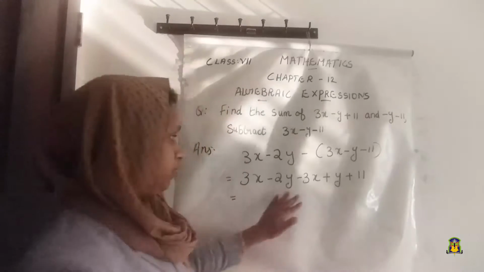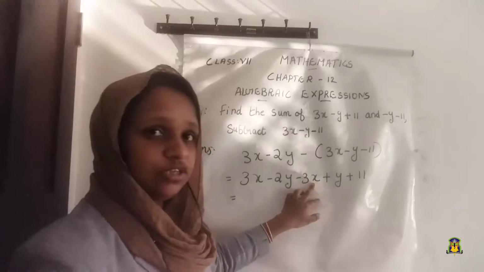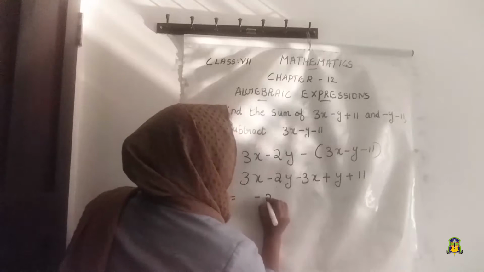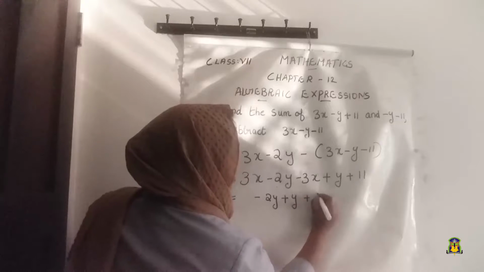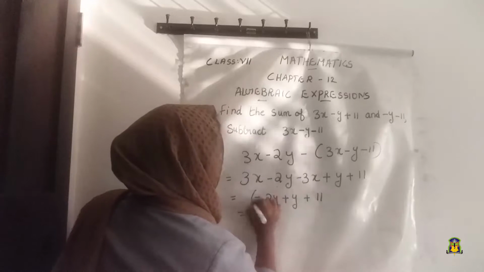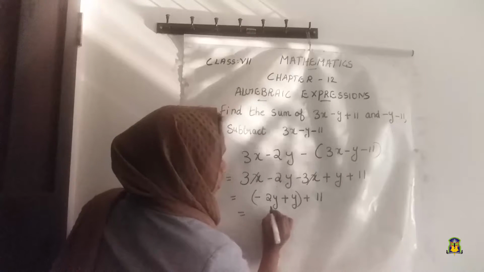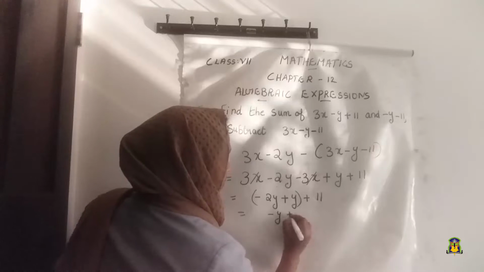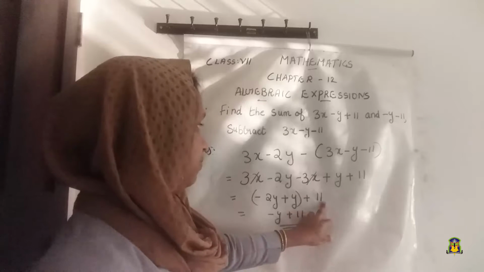That is equal to, see this, 3x negative 3x. Yes, it is 0. Next, negative 2y plus y. Next, plus 11. This is our answer. So, we can cancel this 3x and negative 3x. So, negative 2y plus y is negative y plus 11. Okay. So, this is our answer.